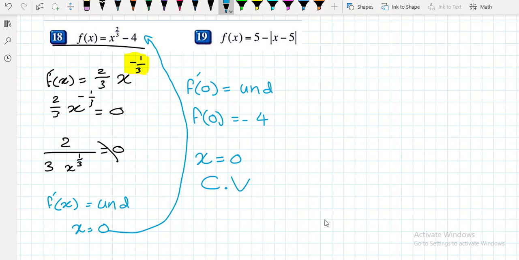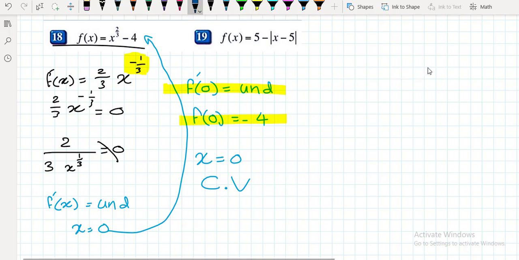Why? Why, mister? I don't understand. Listen to this carefully. X equal to 0 makes the derivative undefined, but makes the function okay, negative 4. That's okay, that's not undefined. So whenever you see this, undefined for the derivative and defined for the function, the value x equal to 0 is critical value. Then this is the only critical value, because this function will be undefined only at x equal to 0. And if we want to solve, the derivative cannot be equal to 0.